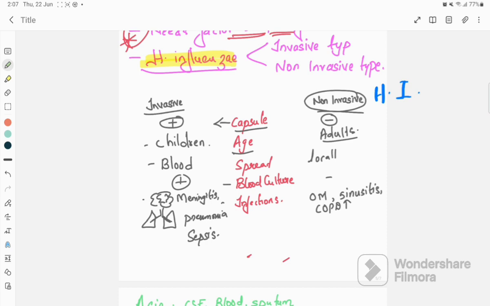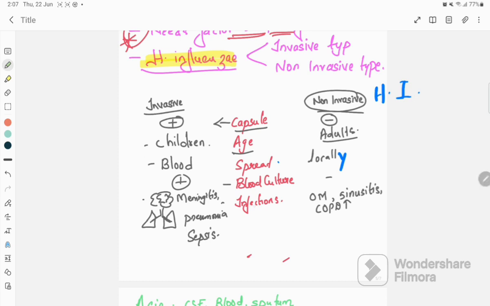Adults are non-invasive. Let's talk about the spread. The non-invasive type of H influenzae will cause a local spread of the infection. Suppose it affects a particular system. It does not go out of the system. You understood what I meant? It just affects locally.